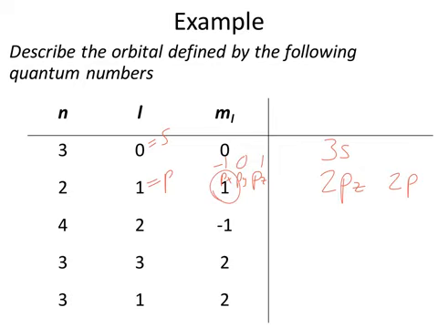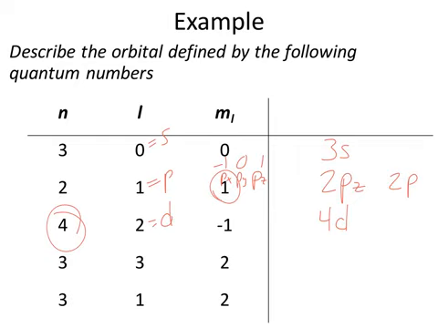This one over here, again, the energy level is going to be 4, given to you by the principal quantum number. 2 represents d, and this is going to be negative 1. So the orientations are a little bit more complicated. We're just going to leave it as 4d, and that's fine.